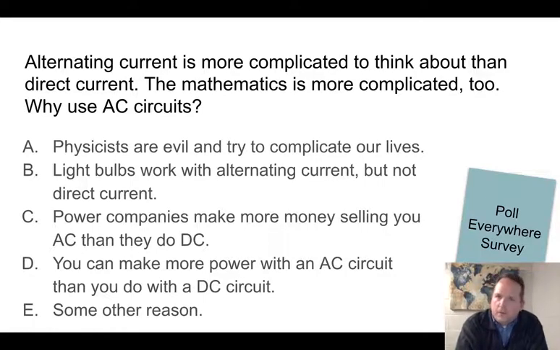So option A, physicists are evil and they try to complicate our lives. That's always true. B, light bulbs work with alternating current, but not with direct current. C, power companies make more money selling you AC than DC. D, you can make more power with an AC circuit than you do with a DC circuit. Or E, some other reason. So I hope you'll pause the discussion quickly and answer that, and then come back and restart.